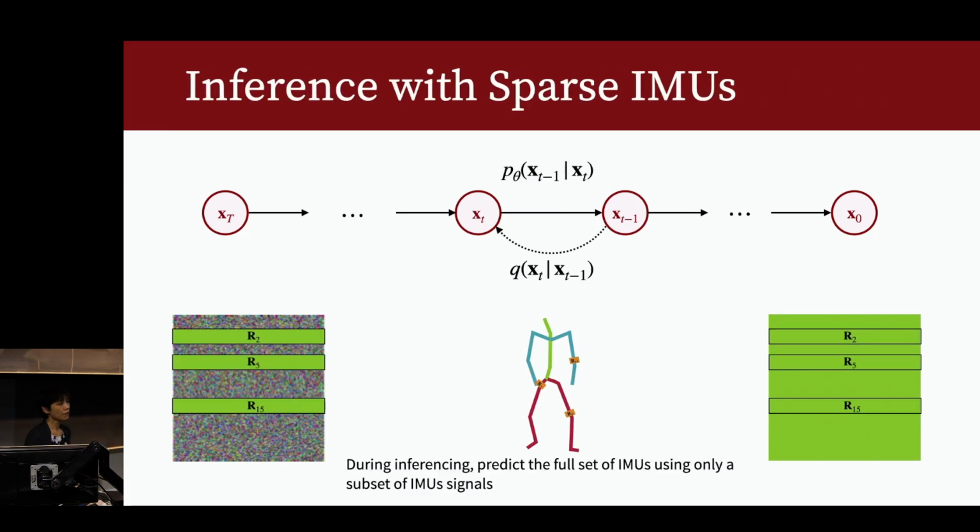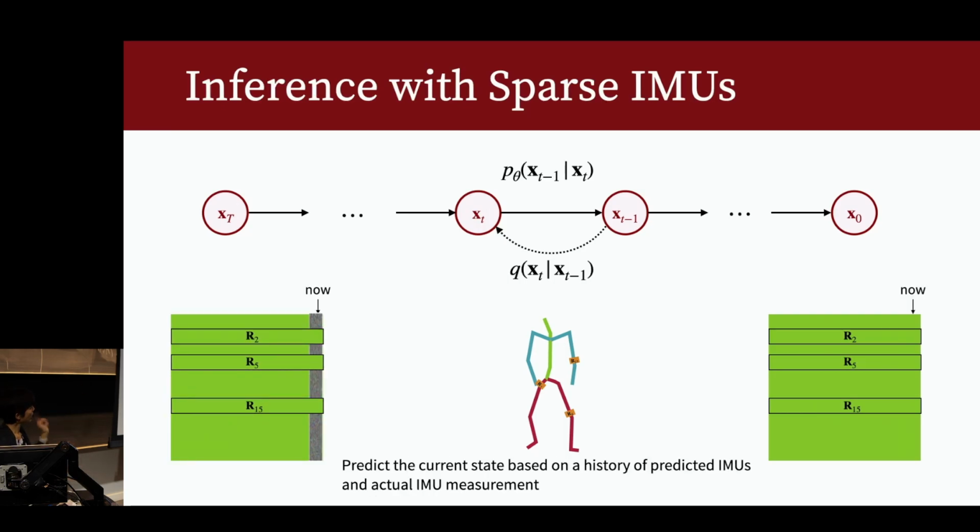But during inference time, it depends on how many IMUs you might have. In this particular case, I only have 3 IMUs, and you can determine where you want to put them. I put them on the left knee, right knee, and left elbow. And then I can just ask the diffusion model to fill in the rest, and I get a full motion.